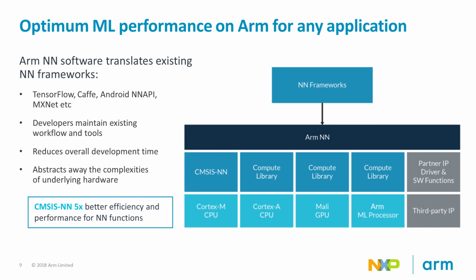Arm NN can retarget the model to run most efficiently on the selected platform. In the case of a Cortex-M processor, like the i.MX RT, this will be CMSIS-NN. CMSIS-NN can achieve up to 5 times higher performance over a standard implementation using the specific features of a Cortex-M processor.